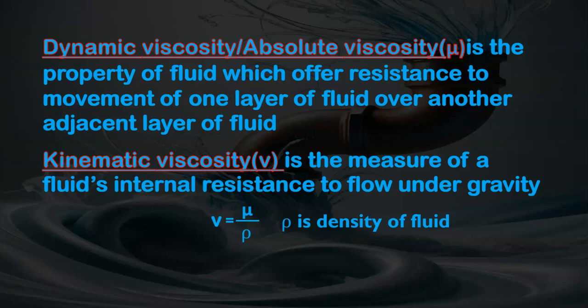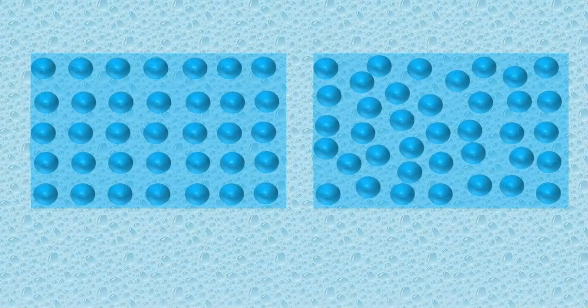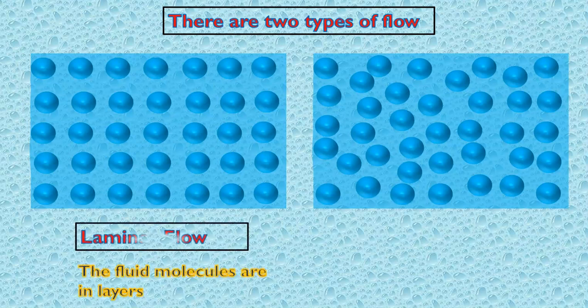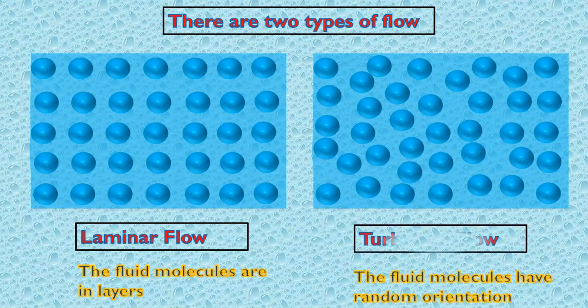Now let's look into details of both these types of viscosity. Now before that, we should know the fact that there are 2 types of flow that is encountered. The first one is laminar flow, where the fluid molecules are in layers, and in the second case, turbulent flow, the fluid molecules have random orientation.